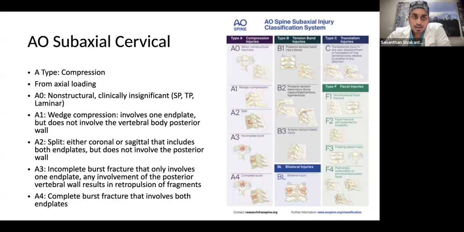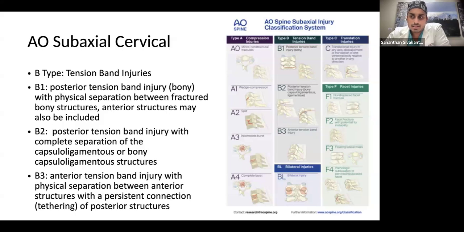Split fractures can occur either in a coronal or sagittal plane, and they involve both end plates, but do not have posterior wall involvement. And finally, burst fractures, which can be incomplete or complete, with incomplete involving only one end plate versus complete involving two end plates.